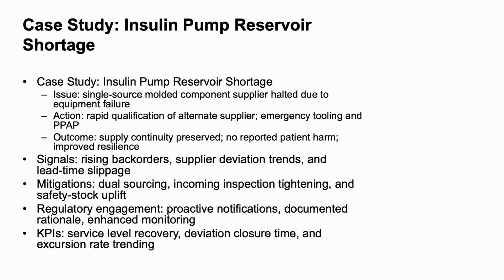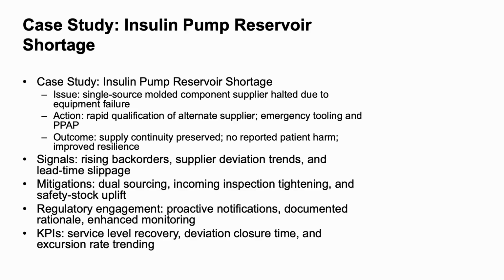Throughout, the decision-making process was recorded with explicit references to ICH Q9 principles, including justification for accelerated testing, acceptance criteria, and residual risk acceptance contingent on intensified post-market surveillance. Following expedited but thorough qualification, the alternate supplier began deliveries within 4 weeks. Service levels recovered progressively, and no patient harm was reported.